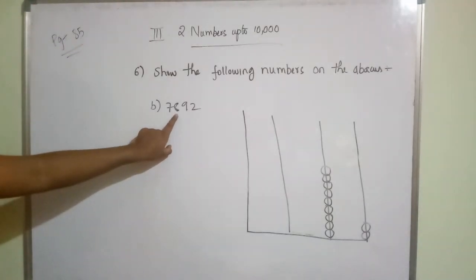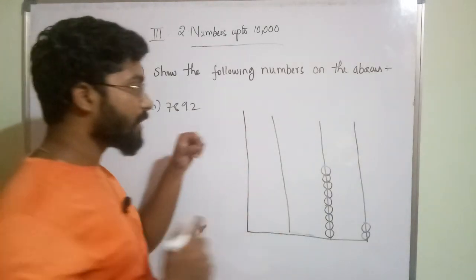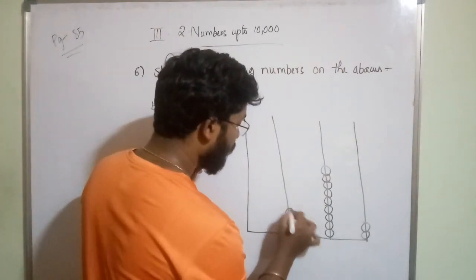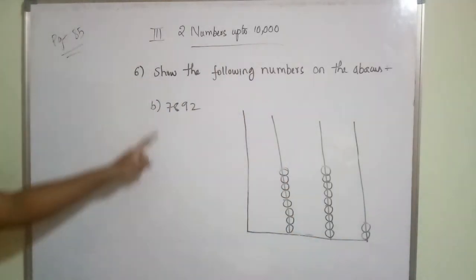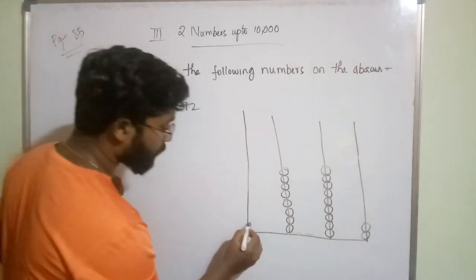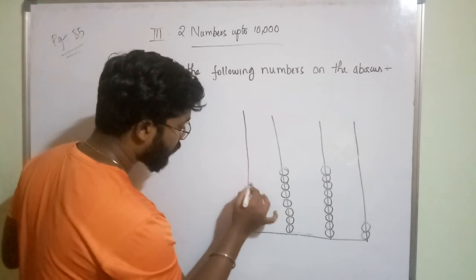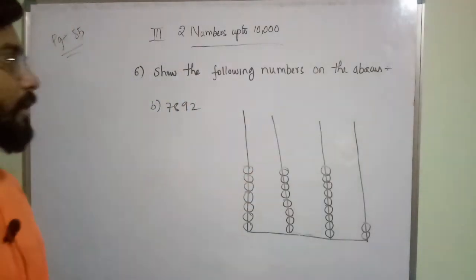Next. In hundreds place you are having 8. Here also you should draw 8 beads in hundreds rod. 1, 2, 3, 4, 5, 6, 7, 8. Next. In thousands place you are having 7. In thousands rod you have to draw 7 beads. 1, 2, 3, 4, 5, 6, 7. So this number we have represented on the abacus.